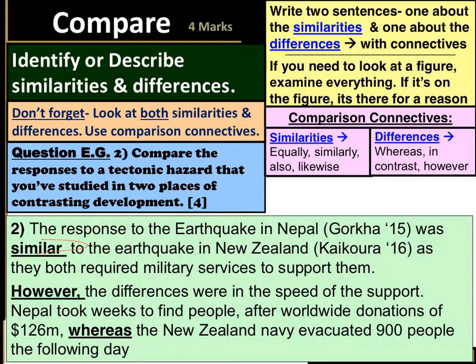Also, when we're talking about earthquakes and volcanoes, we've got to name the place and the region, because both of these places you can see will have numerous earthquakes. So name the place, Gorkha and Kaikoura, and also the year.